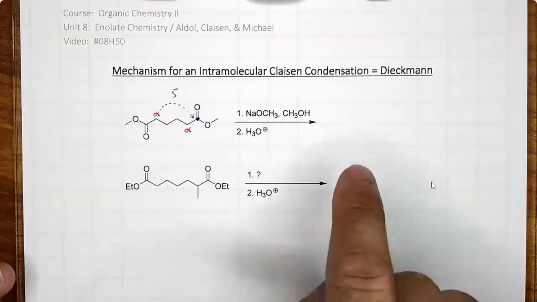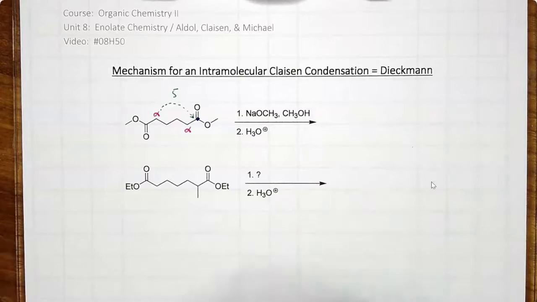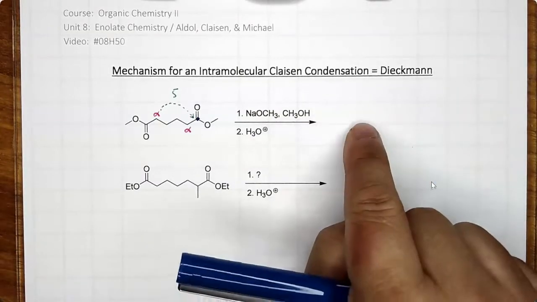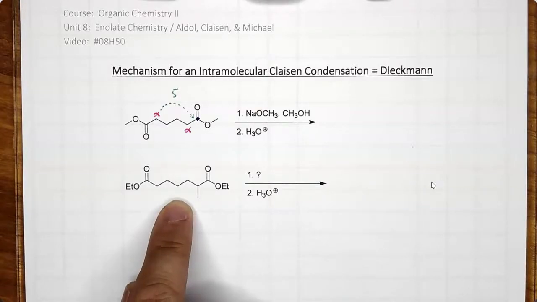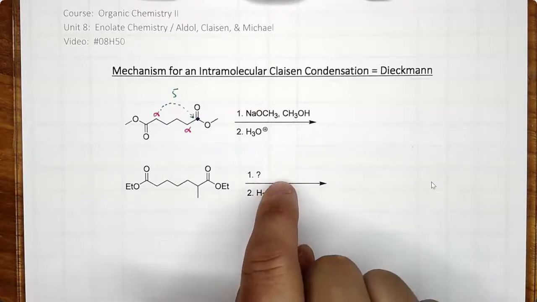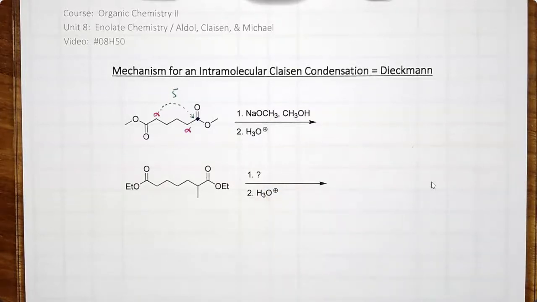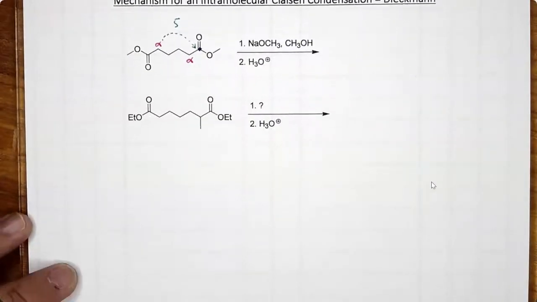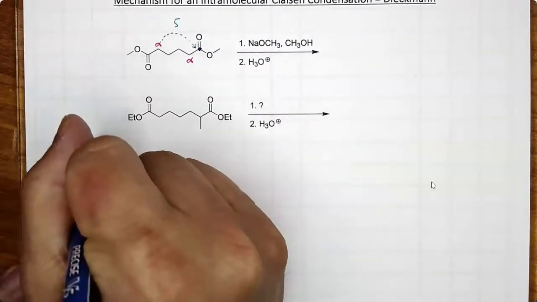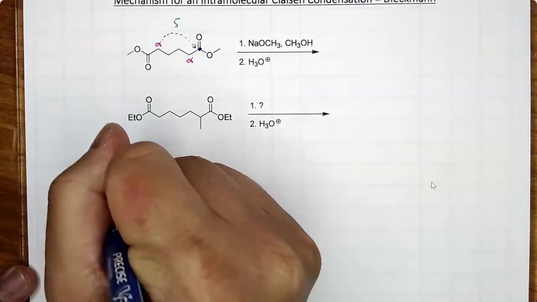Now, let me do the mechanism first, and we'll fill in the product up here based on the mechanism. And then I have a challenge, because now this diester is not symmetrical, plus I ask for the base and the solvent. Which one would you use? Let's look at this reaction first, the mechanism. And we have the diester here.